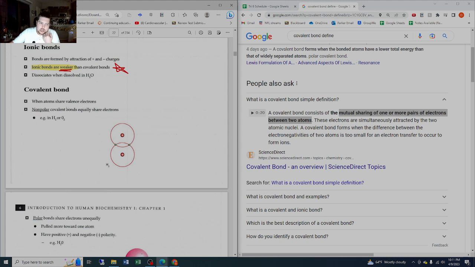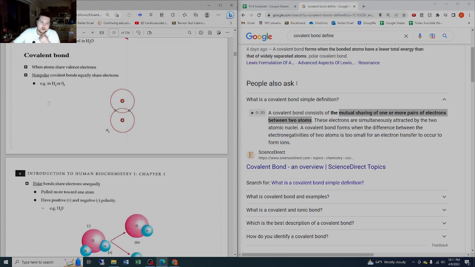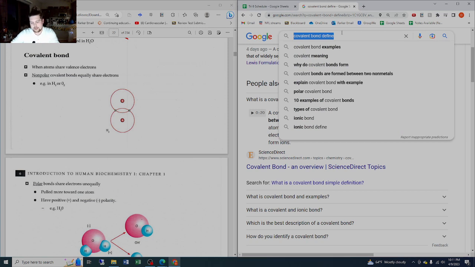Covalent bond, when atoms share the valence electrons, and here we get into polar versus nonpolar, right? Nonpolar is when the covalent bonds equally share the electrons. This is going to happen typically with two atoms that are the same, like hydrogen and hydrogen, or oxygen and oxygen, where they have the same electronegativity strength.